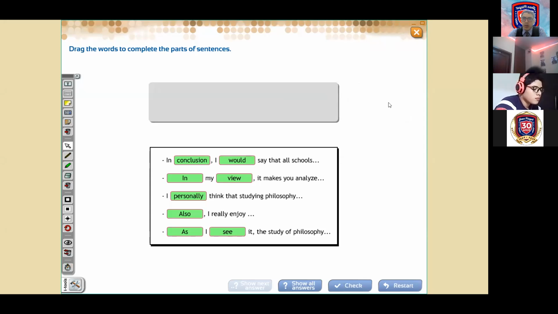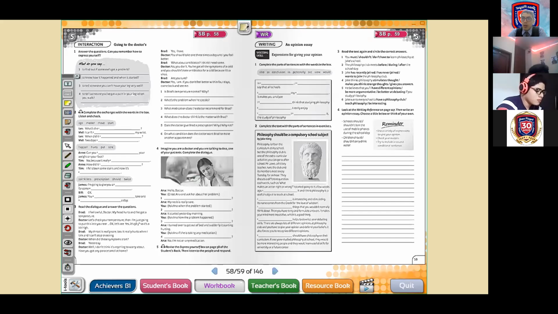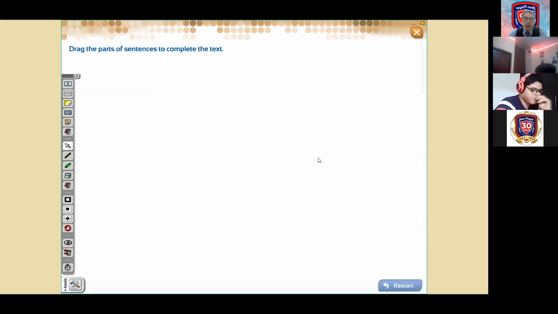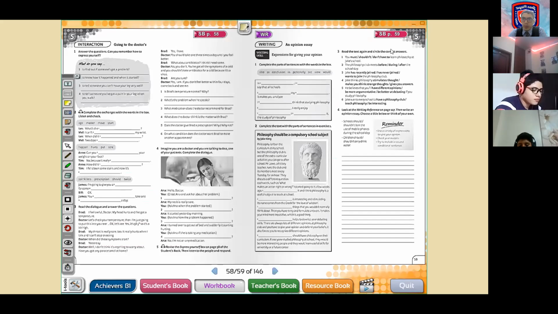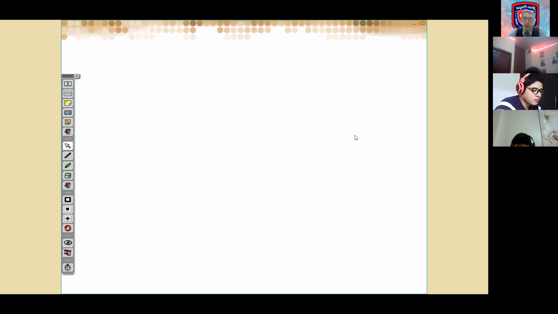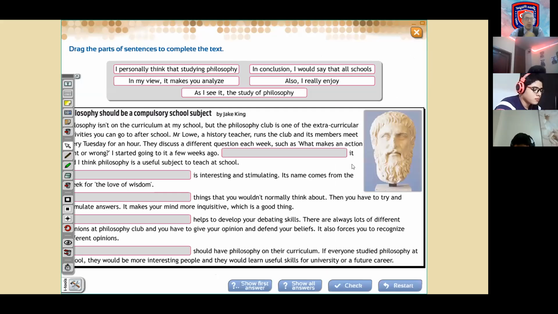Okay, so as I was saying, these are the expressions for giving your opinion. So let's go now to number 2. Okay, exercise. As you can see here, we have this little dialogue about philosophy should be a compulsory school subject. When it says compulsory, it means like what we say in Spanish, obligatorio. That's the idea of compulsory.